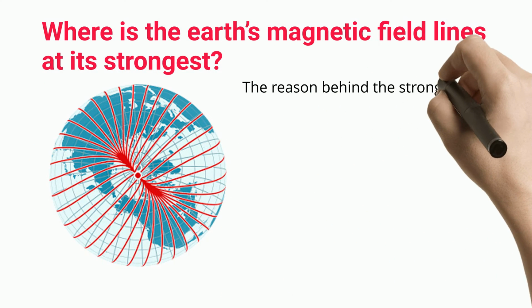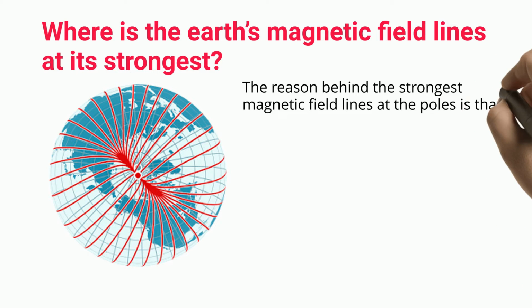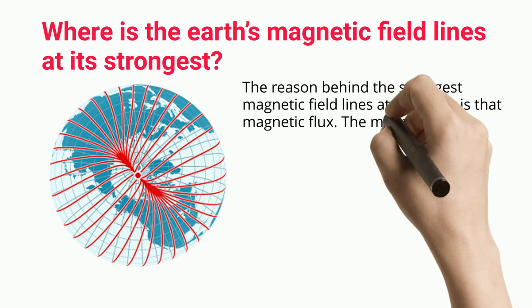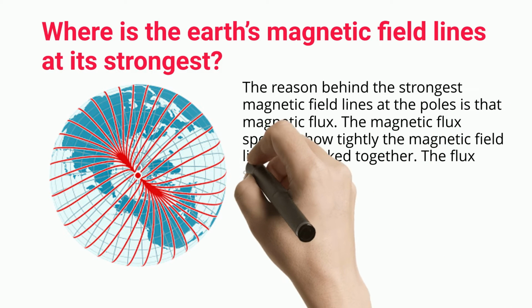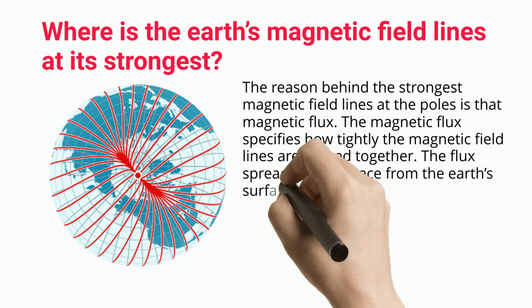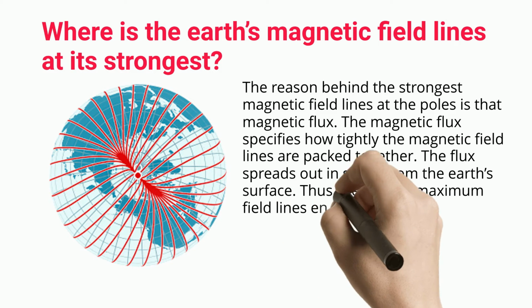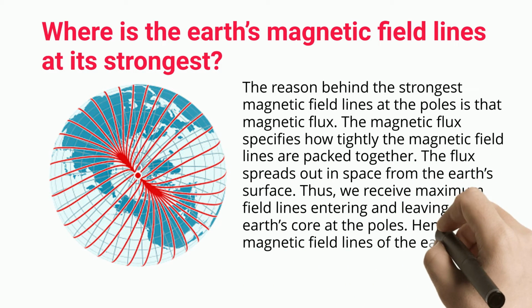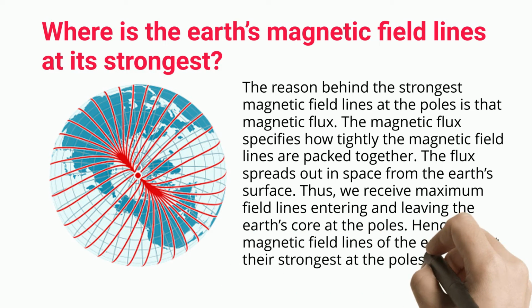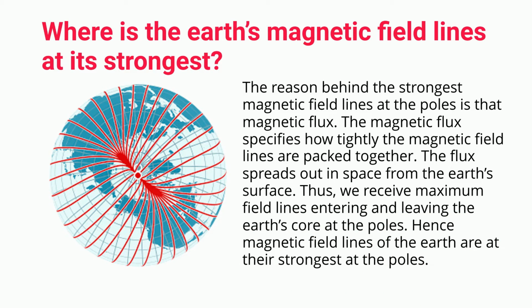The reason behind the strongest magnetic field lines at the poles is magnetic flux. The magnetic flux specifies how tightly the magnetic field lines are packed together. The flux spreads out in space from the Earth's surface. Thus, we receive maximum field lines entering and leaving the Earth's core at the poles. Hence magnetic field lines of the Earth are at their strongest at the poles.